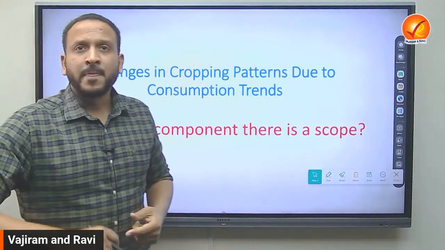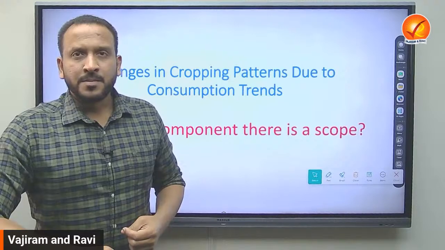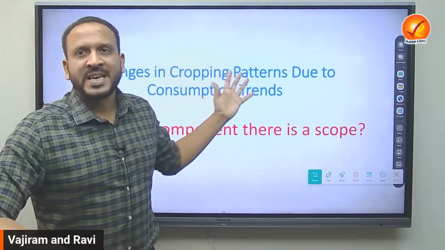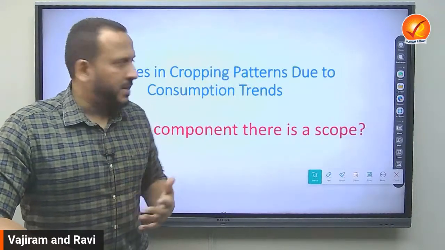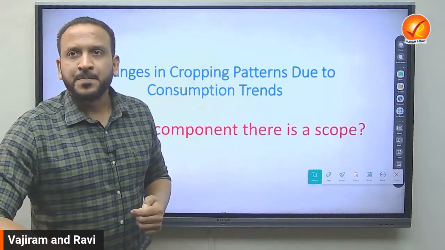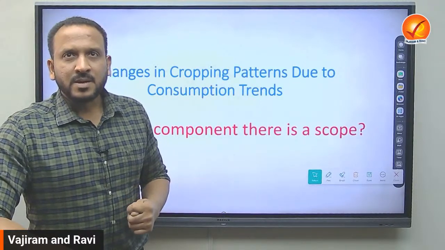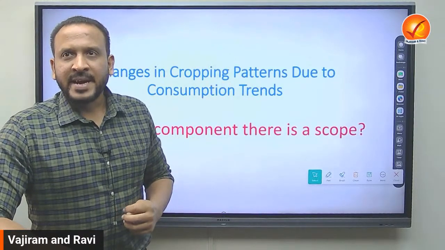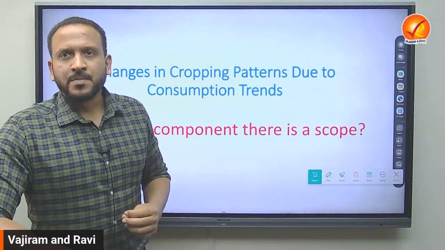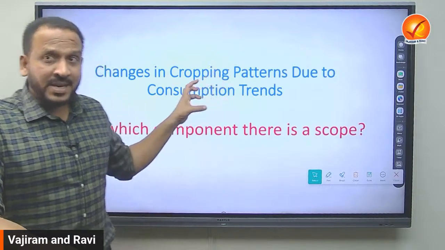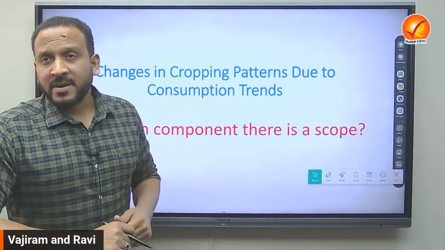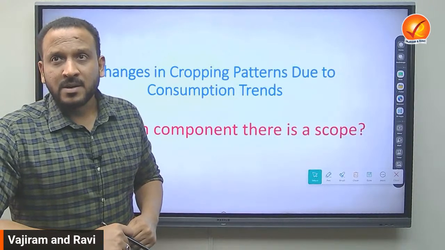Anyone? How are we going to break down this theme? How are we going to generate the points? Changes in cropping pattern due to consumption trend. Yes? Anyone from the group? It is very easy. Just try to apply some logic. It's not that difficult to think about it.